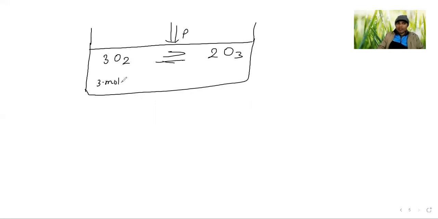The 3 moles are the reactant, the left side. And the product, ozone, is 2 moles. Now you know very well that P is proportional to n. So when you are applying the pressure, on which side will the pressure be more?